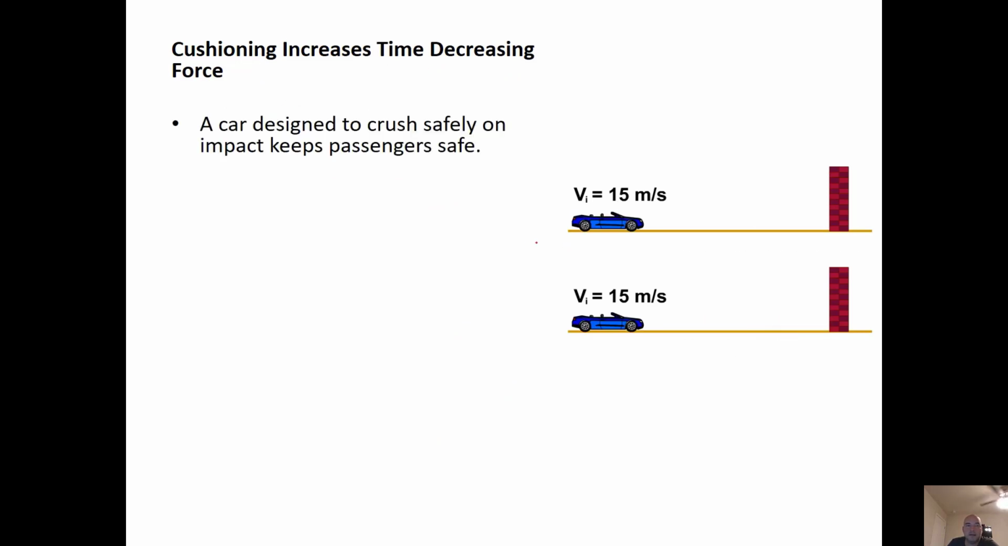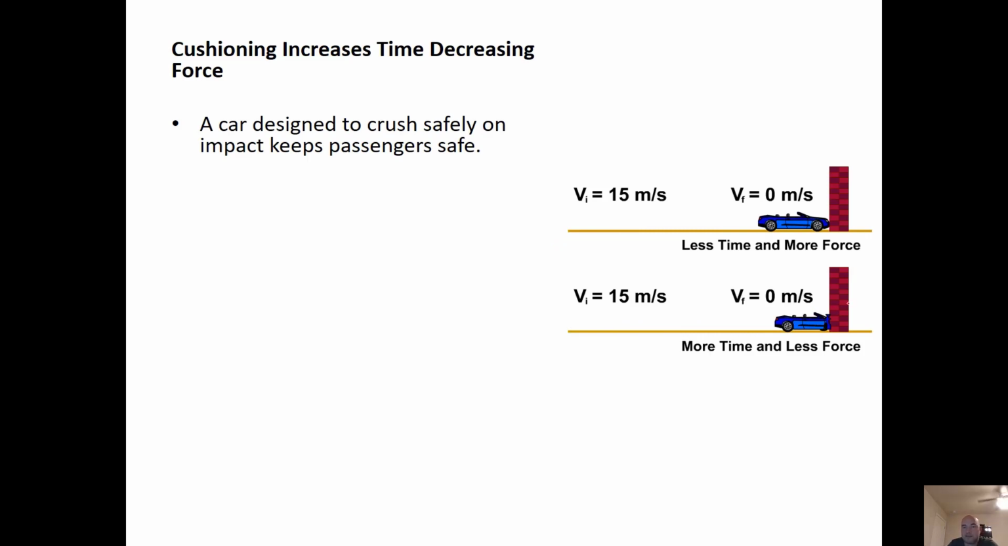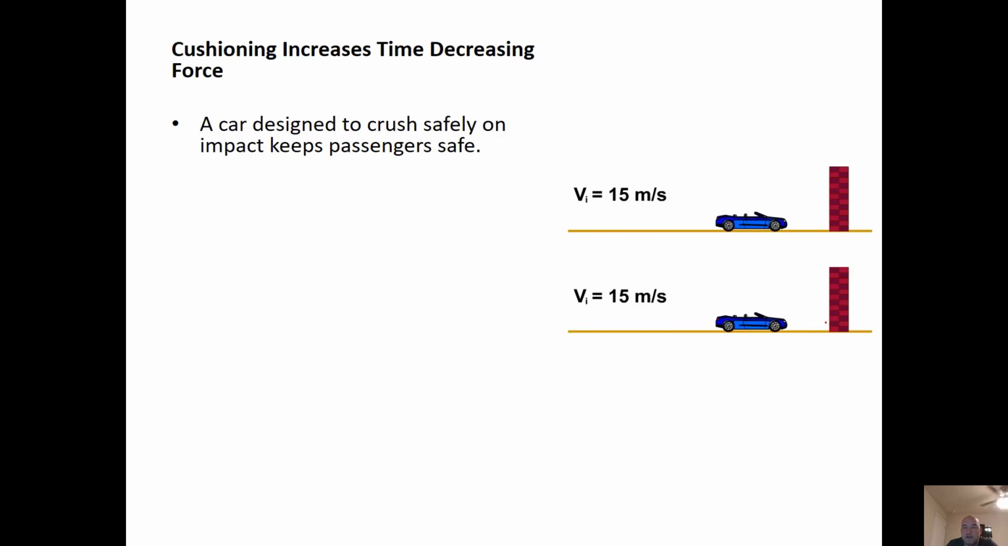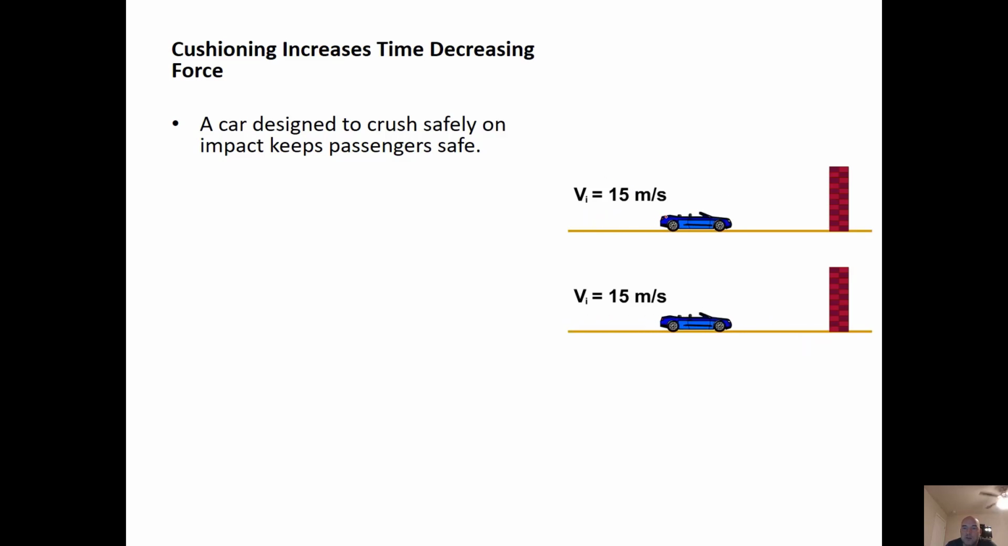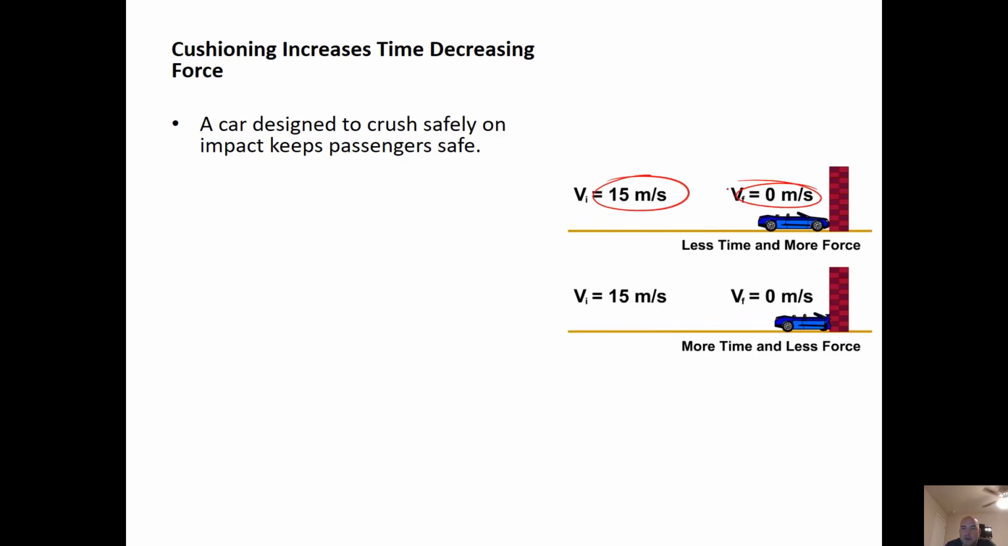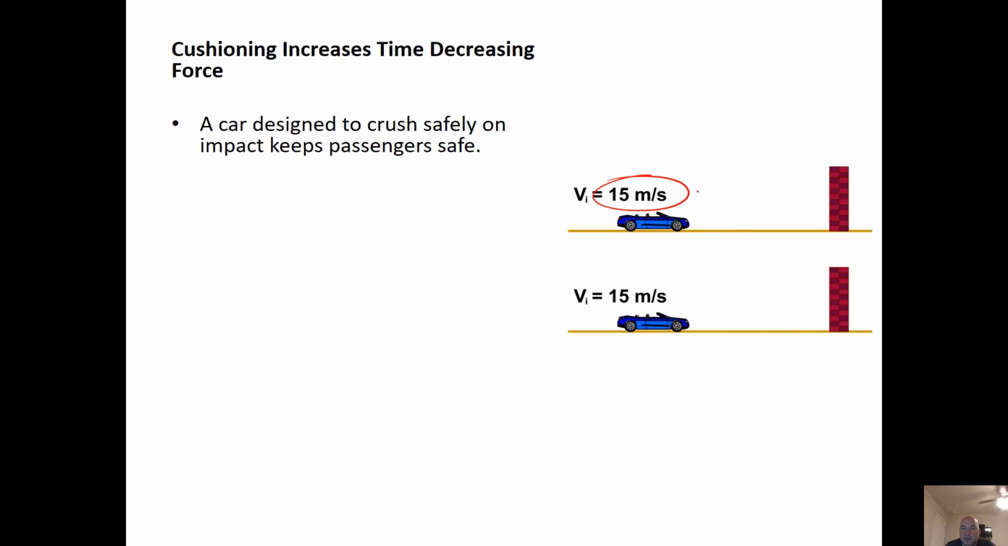Cushioning increases the time, decreasing the force of impact. When your beautiful car is crushed in an accident, it actually could save your life. It could stop you from being injured because it increases the amount of time, and therefore it decreases the amount of force being felt. What's not changing is that you have the same car stopping, the same mass of car, so the momentum is the same. The change of momentum is going to be the same.